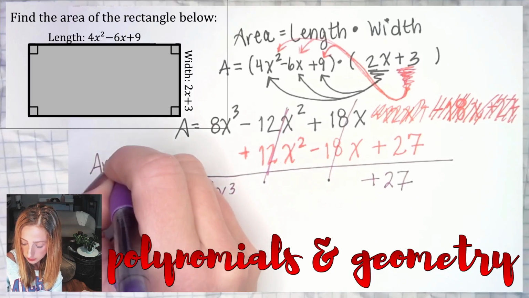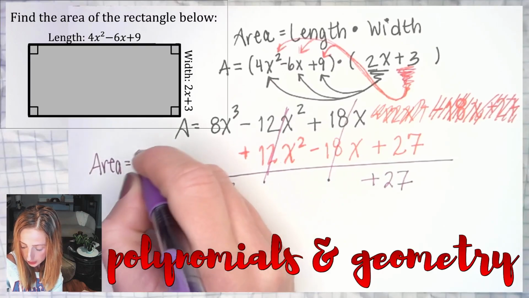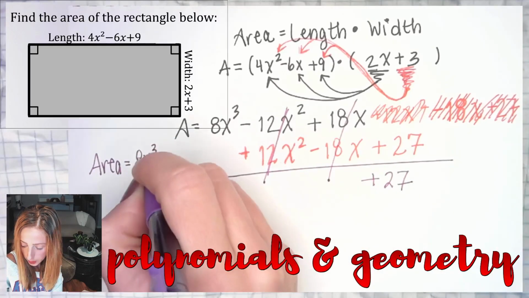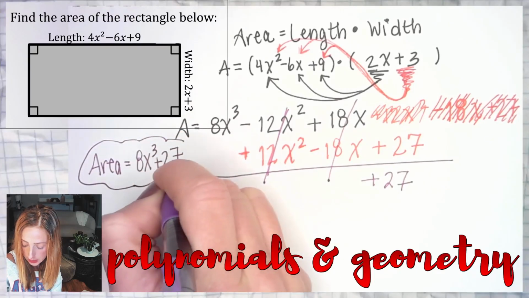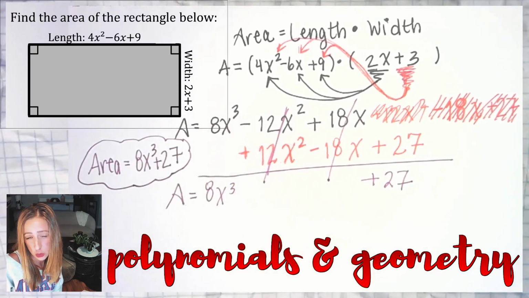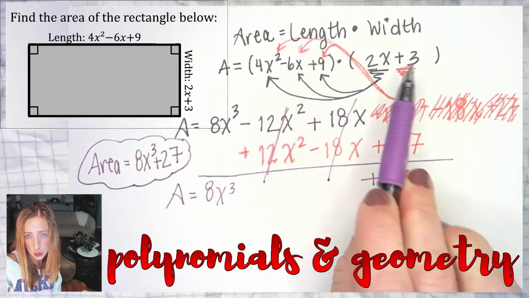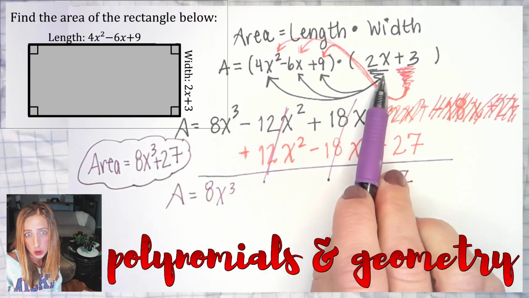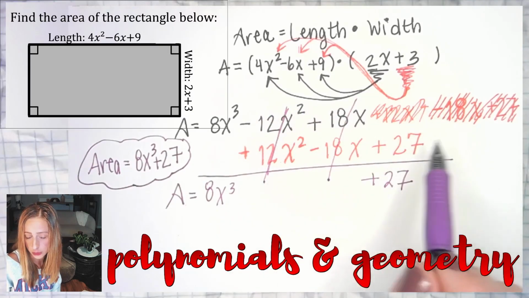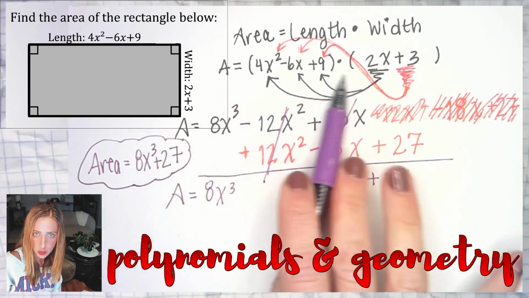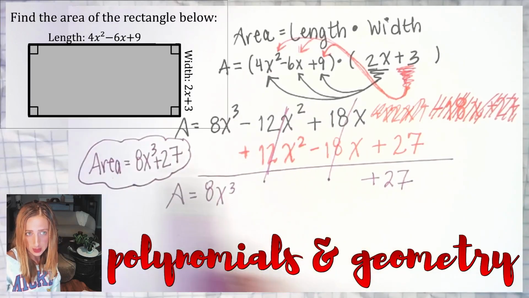Area is this. I'm just going to squish it next to each other. 8x cubed plus 27. There you go. And it's actually the sum of 2 cubes. And if you think about it, that's how you factor the sum of 2 cubes. That's your binomial, your linear binomial, and that's your quadratic trinomial, which is not factorable further. So it does make sense that if we multiply those, we do get these 2 terms to cancel out, and we get this left over.